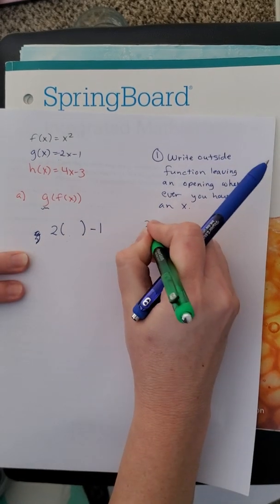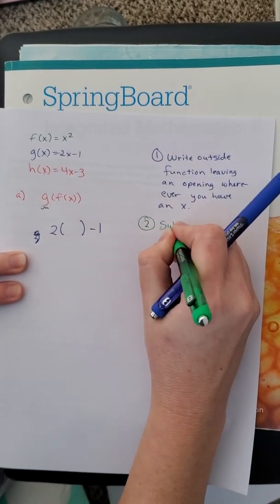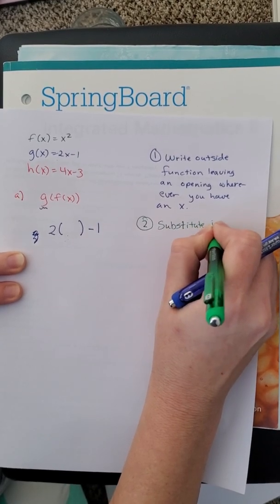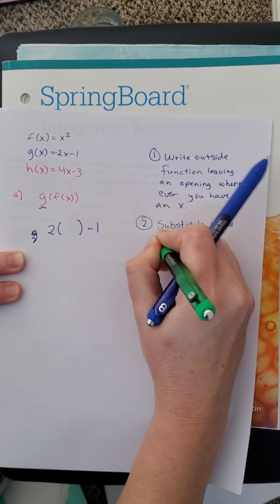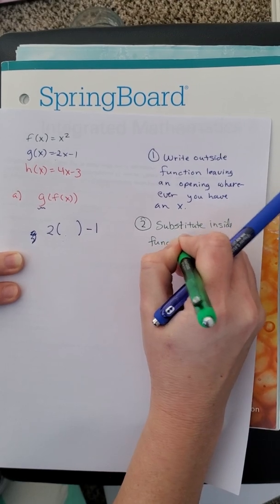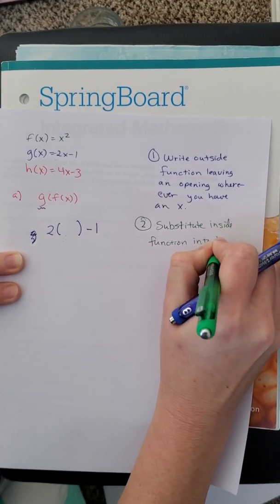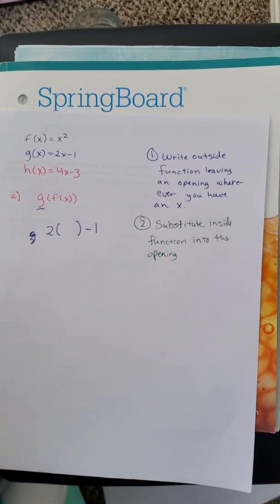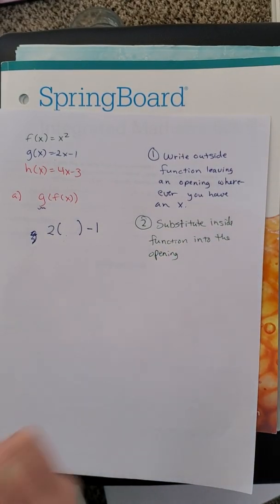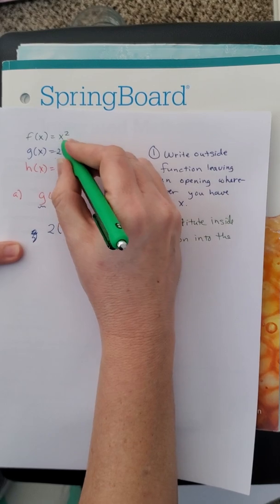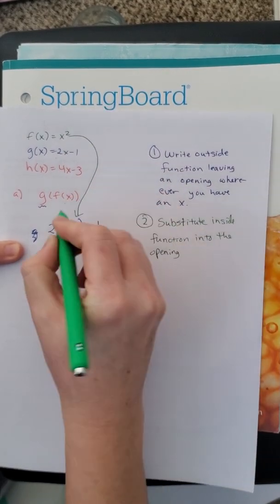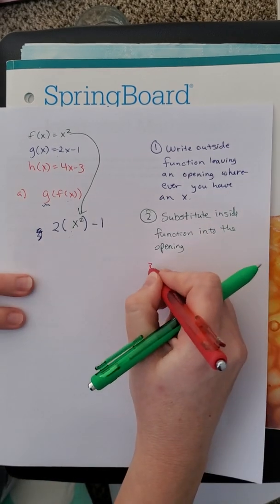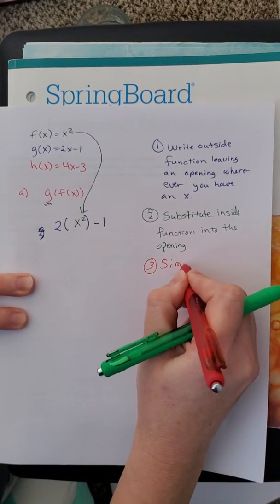And then step 2 is to substitute the inside function into the opening. So my inside function is f. So I'm going to substitute that in right there. And then my third step is to simplify.